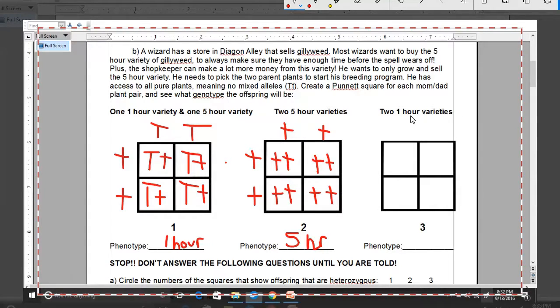All right, now we're going to combine 2 1-hour varieties. Again, we're only using the pure. The 1-hour variety is the dominant. It does have possible genotypes of capital T capital T or capital T, little t, but remember, no mixed alleles. So 2 1-hours would be capital T for a mom and capital T for a dad. And just like over here, if we have all the same, guess what's going to be in the box? All the same. And there we go. Now, what are the phenotypes for all of these F1 generation? Well, they're all dominant alleles, so they're all going to show the dominant variety, which is the 1 hour. Okay?